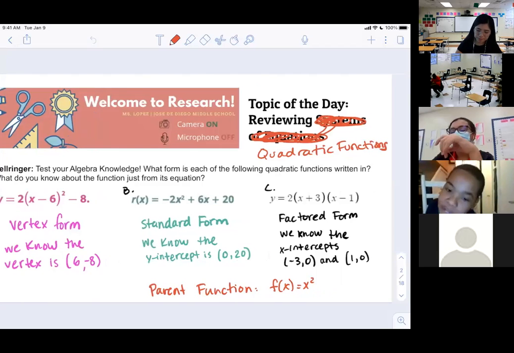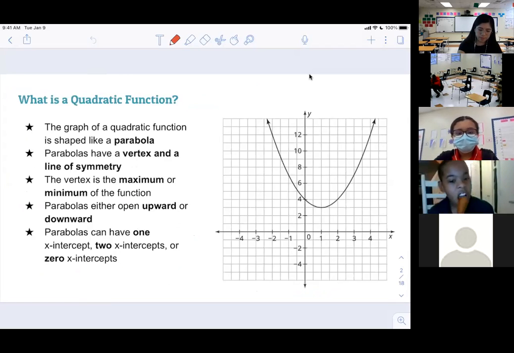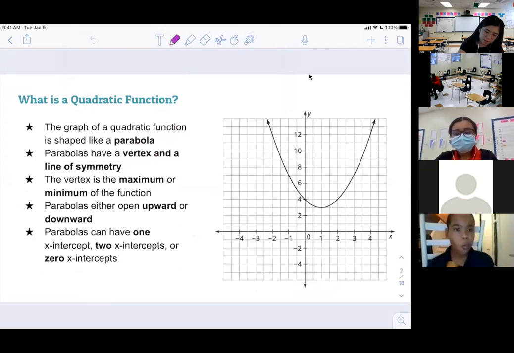All right. So let's just go to the basics. What is a quadratic function? We have 5 bullet points. So let's go one at a time. Can I have a volunteer read the first one, Tyrone? The graph of a quadratic function is shaped like a parabola. Parabola. Good. So this is a parabola.